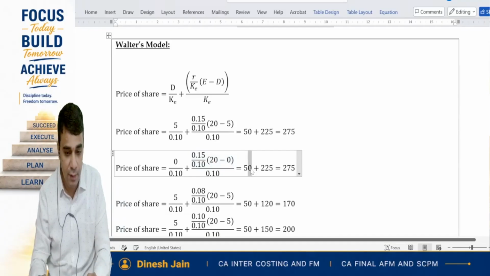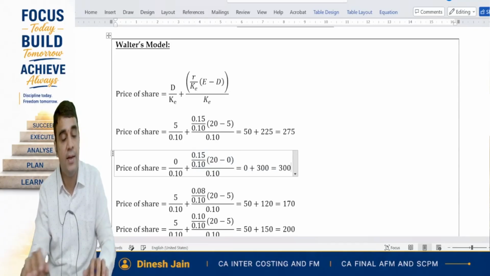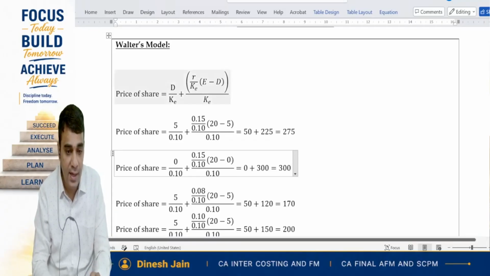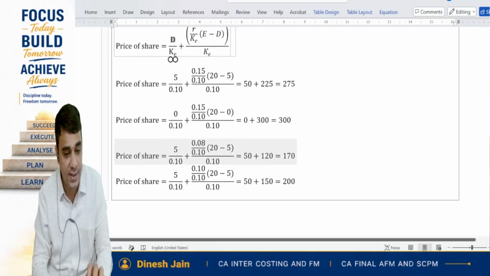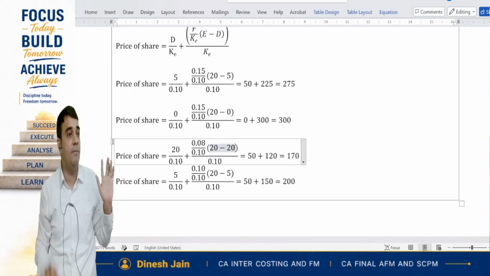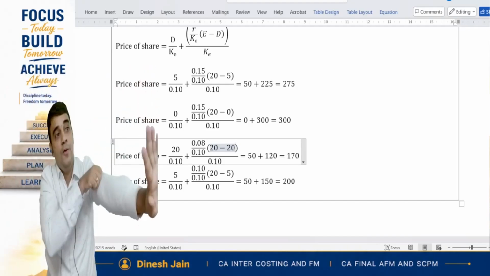What will happen? This will be 0, this will be 300, and we are getting the value of 300 by not paying dividends. Very simple: if R is greater than KE, keep this as 0. If R is less than KE, make this as 20 and make this part 20 minus 20. Pay full dividend.